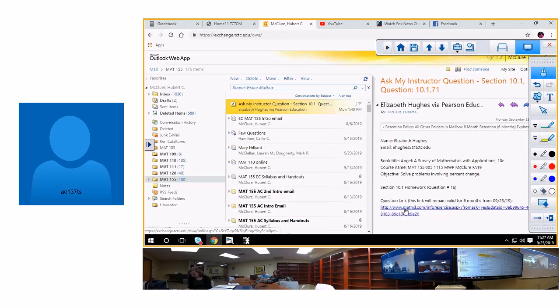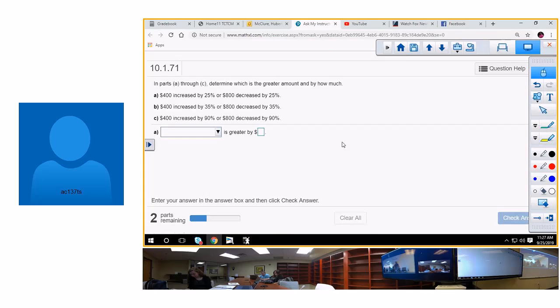Number 16. Okay, in parts determine what is the greater amount. 400 increased by 25% or 800 decreased by 25%. Well, you don't have to think too much on that because for 400, let's just go by 10%. What's 10% of 400? 40. So 20% would be 480. Everybody with me?